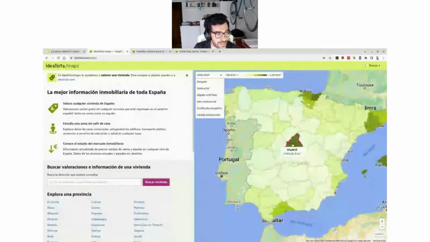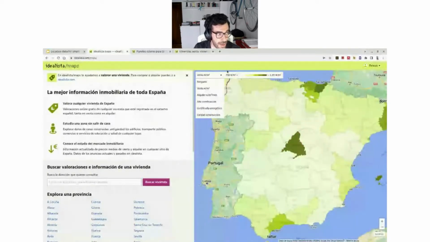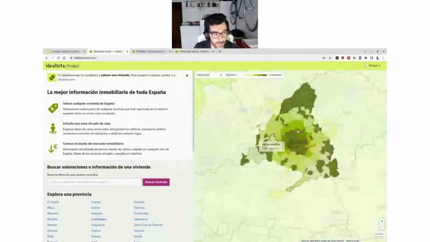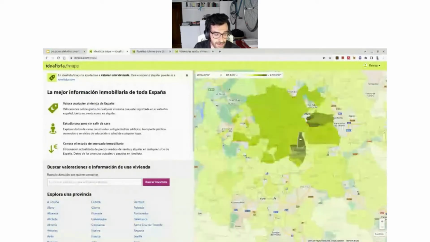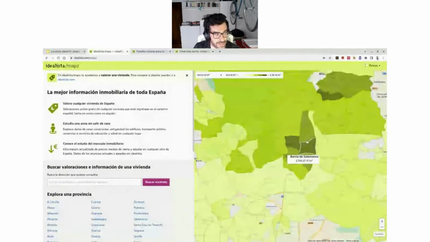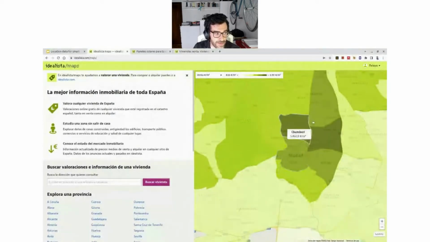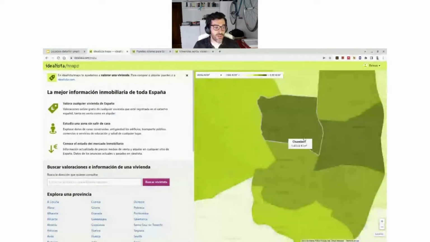And we have this data aggregated at different levels. These are provinces, these are municipalities in Spain. As you zoom in, you can see we have this data. For instance, this is the sale price per square meter in different areas in Madrid. And you can zoom in from the district to a neighborhood level.